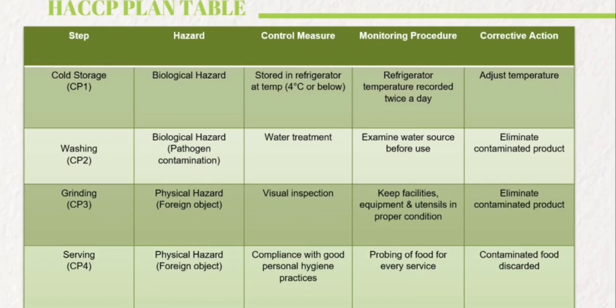In CP3, we have grinding. The hazard is physical hazard, which is a foreign object. The control measure is a visual inspection, and the monitoring procedure is keep facilities, equipment, utensils in proper condition. So the corrective action is eliminate contaminated product. In CP4, we have serving. The hazard is physical hazard, which is foreign object, and the control measure is compliance with good personal hygiene practices, food for every service, and lastly, for corrective action, we have to discard contaminated food.